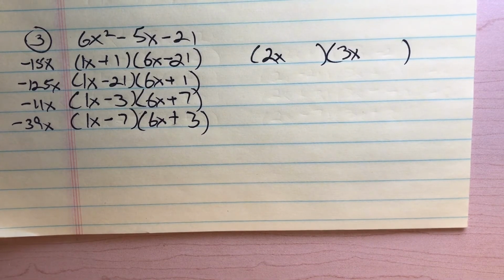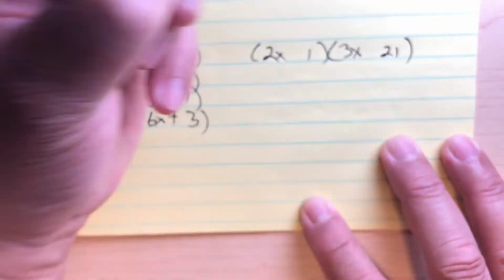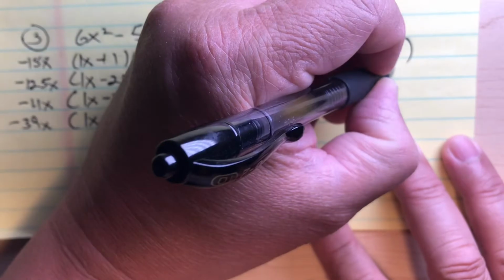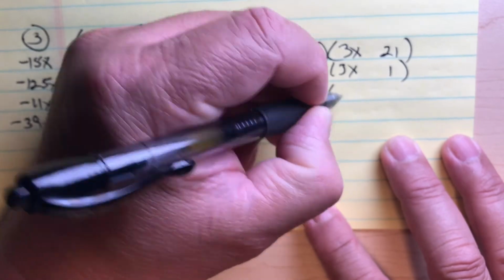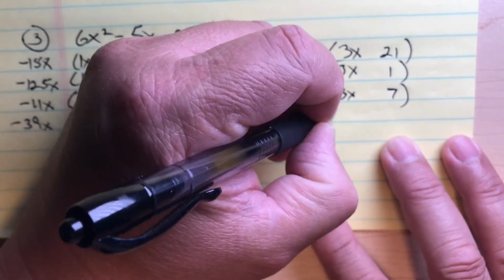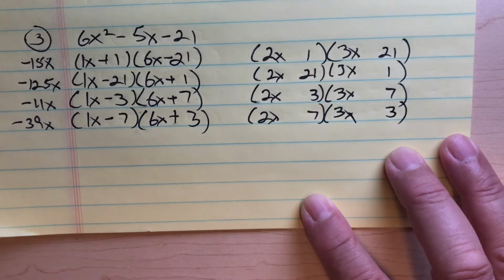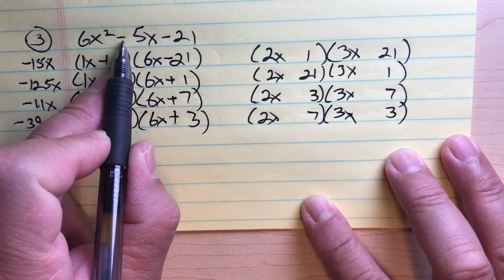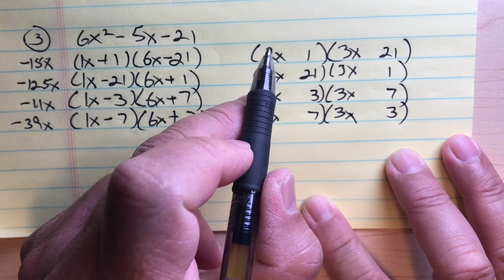Okay, so now let's try 2x and 3x. So we can try 1 times 21. We could try 21 times 1. We could also go 3 times 7 or 7 times 3. Okay, let's see. So we need our middle coefficient, our middle term to come out to negative 5. So the big one has to be negative and the little one small, positive.